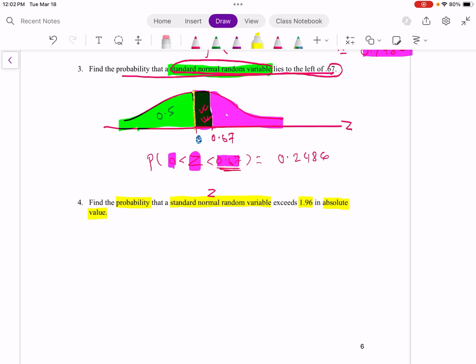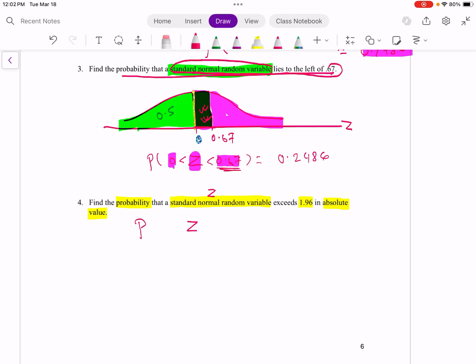Now, how can we write this as a mathematical statement? We are asked to find the probability, so we use p to represent probability. We are asked to find the probability that a standard normal random variable, which is g, exceeds 1.96. Now exceeds means greater than, right?